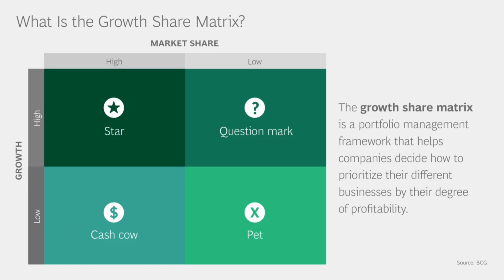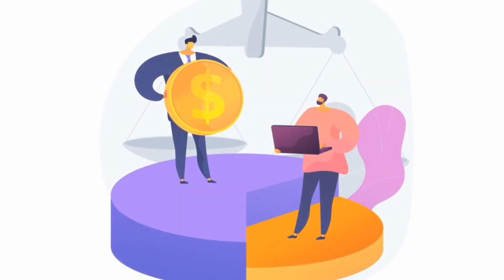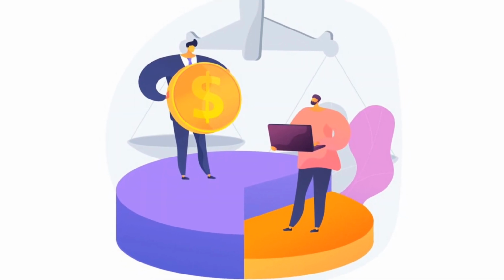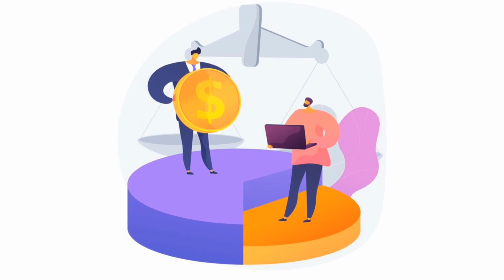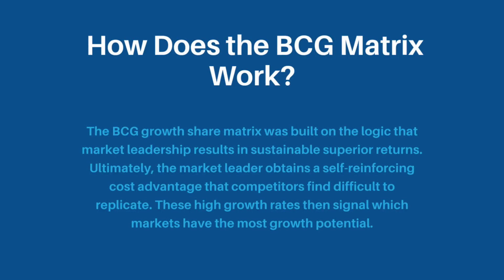Question marks, stars, pets often represented by a dog, and cash cows. By assigning each business to one of these 4 categories, executives could then decide where to focus their resources and capital to generate the most value, as well as where to cut their losses. Now let's see, how does the BCG matrix work?